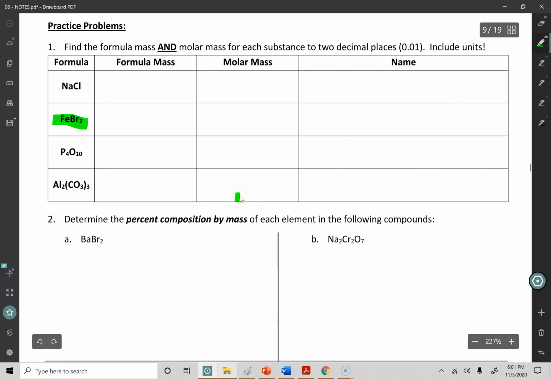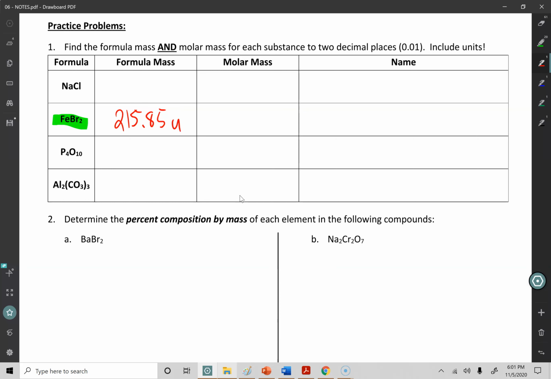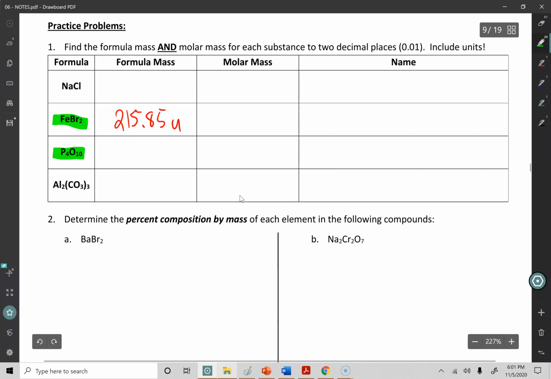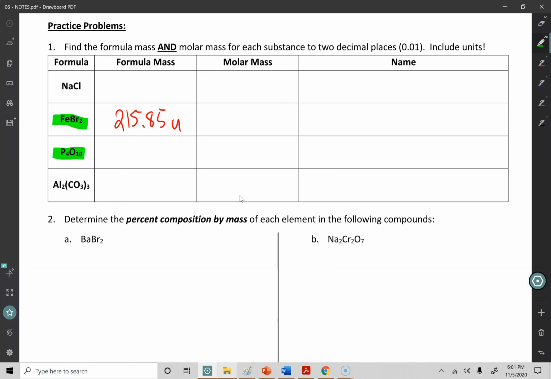So if I grind through that calculation, I would come up with about 215.85 U. And that's all there is to it. It's really just taking the subscript times the atomic mass for each element present and then adding them together. Pause the video, try out P4O10 on your own.